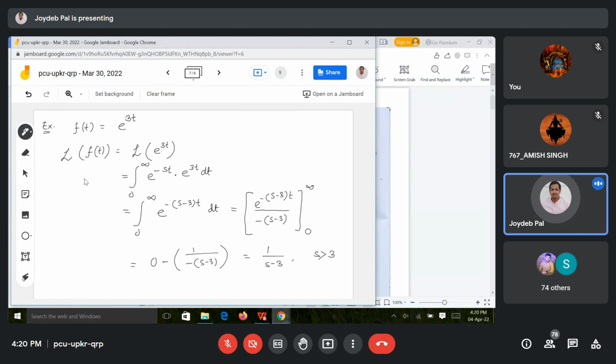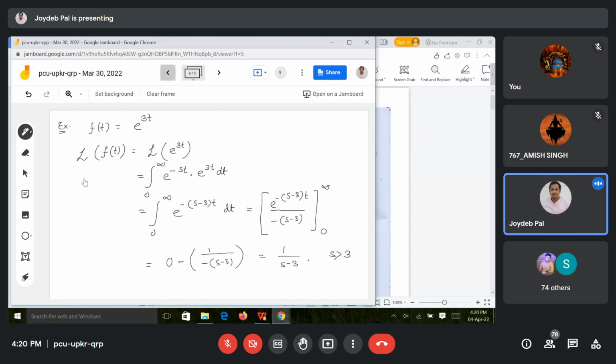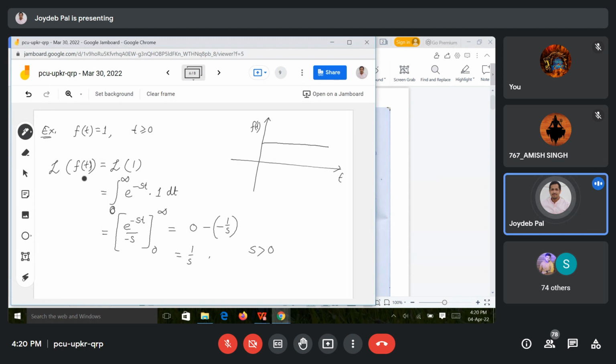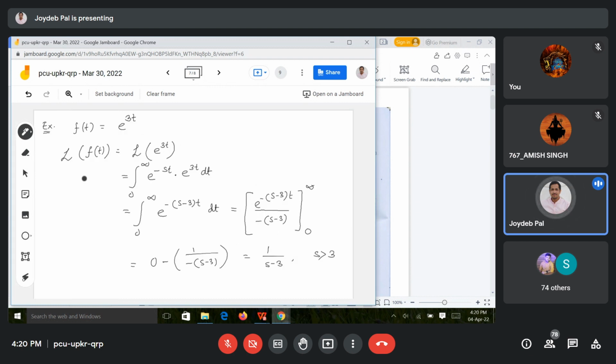Look, we are taking the Laplace transform of different types of functions, and we are getting different types of functions of s. In the previous case, if the function is 1, then we got 1 by s. If the function is e to the power 3t, then we are getting 1 by s minus 3. Similarly, you can try with a polynomial type. If f(t) is equal to t, then what will be the Laplace transform? You can verify.